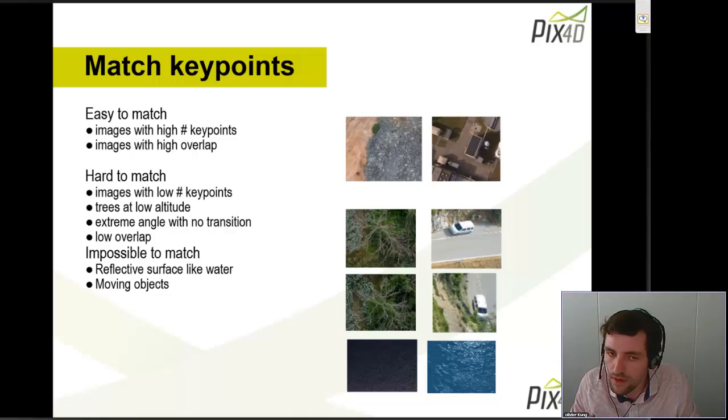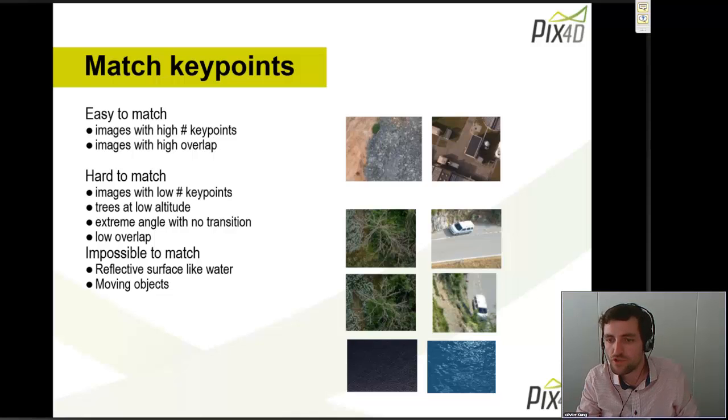Now, just as a small aside, if you have only a small number of objects that have been moving in your images, this is all right, because let's say that you have 60,000 key points in an image. If you have a few cars moving, maybe a few key points will be extracted on the cars, but that's only 100 key points out of 60,000.